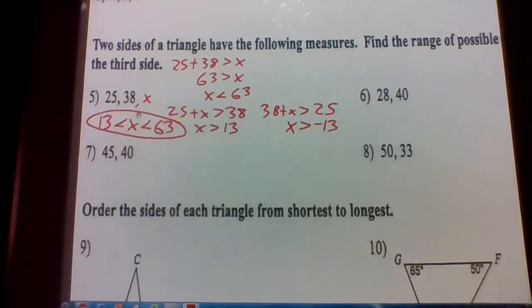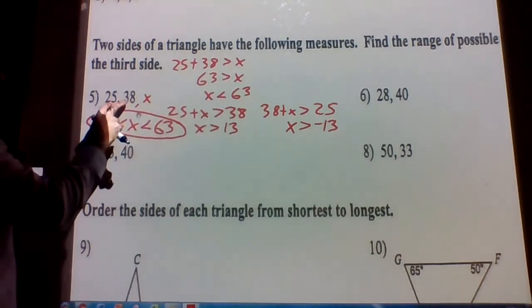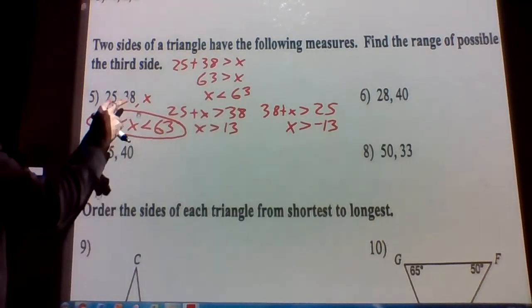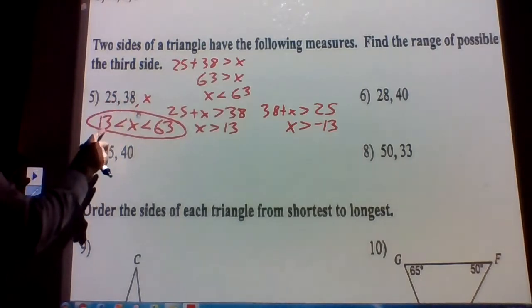And the shortcut way we have here is we can add them together. So 25 plus 38 will give us 63. Subtract them, 38 minus 25 is going to give us 13.